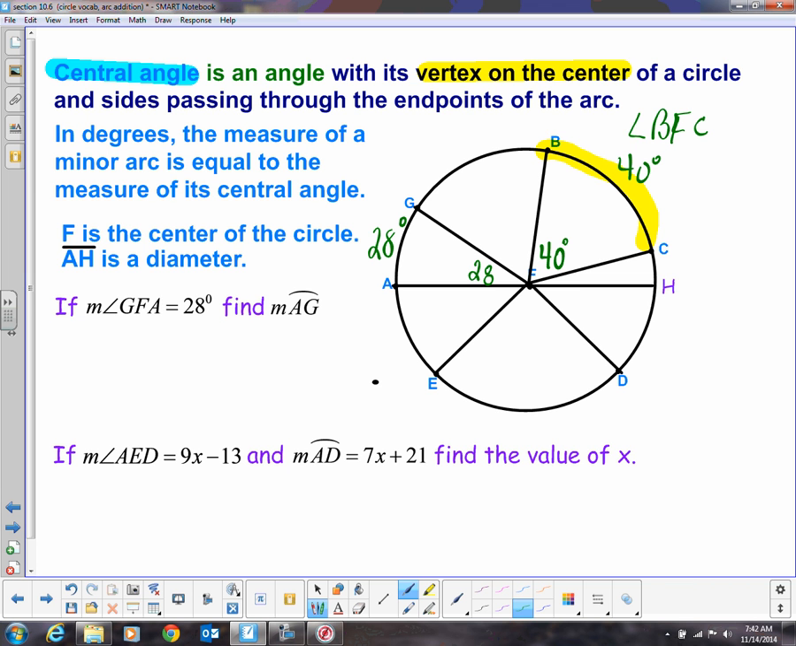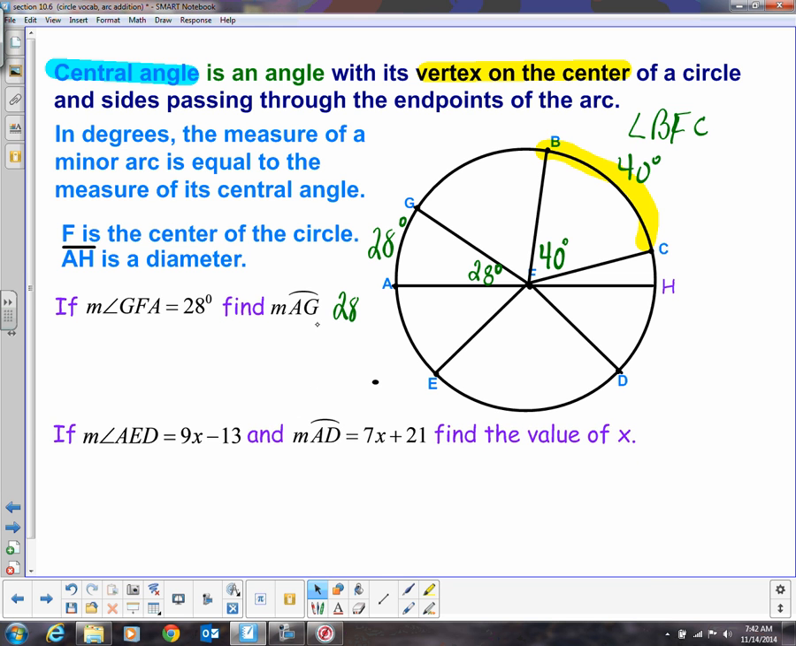28 degrees. So this is in degrees. This is not true about radians. Radian measures are based on the radius, not on degrees. So AG is 28. Did I need any add, subtract, multiply, divide? Alright. So if AED, no, it's the measure of angle AED, this whole angle, right?